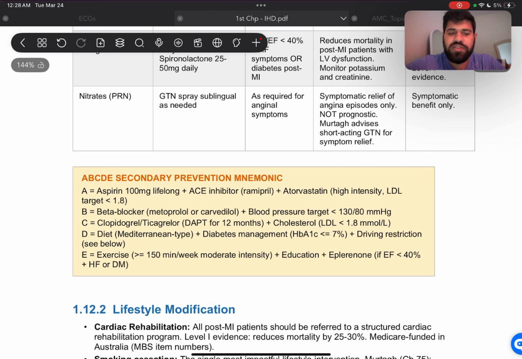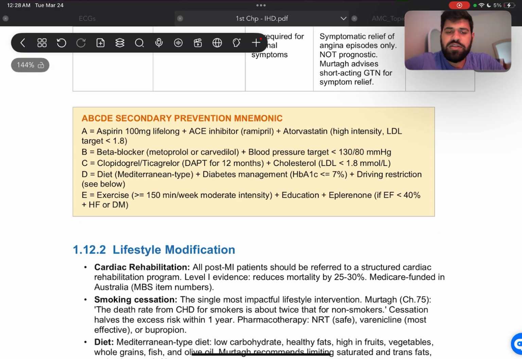All right, so we use ABCDE for this. Secondary prevention is aspirin and ACE inhibitors, atorvastatin. B is beta blockers and blood pressure target is less than 130/80. Then C, clopidogrel, ticagrelor, which is DAPT for 12 months, plus cholesterol. So LDL has to be less than 1.8. Diet, Mediterranean type, diabetes management and driving restrictions.